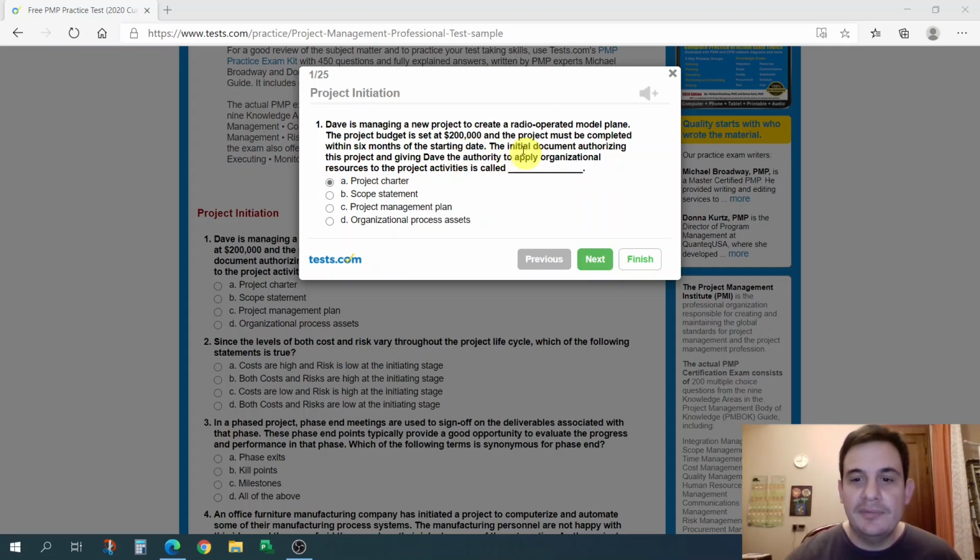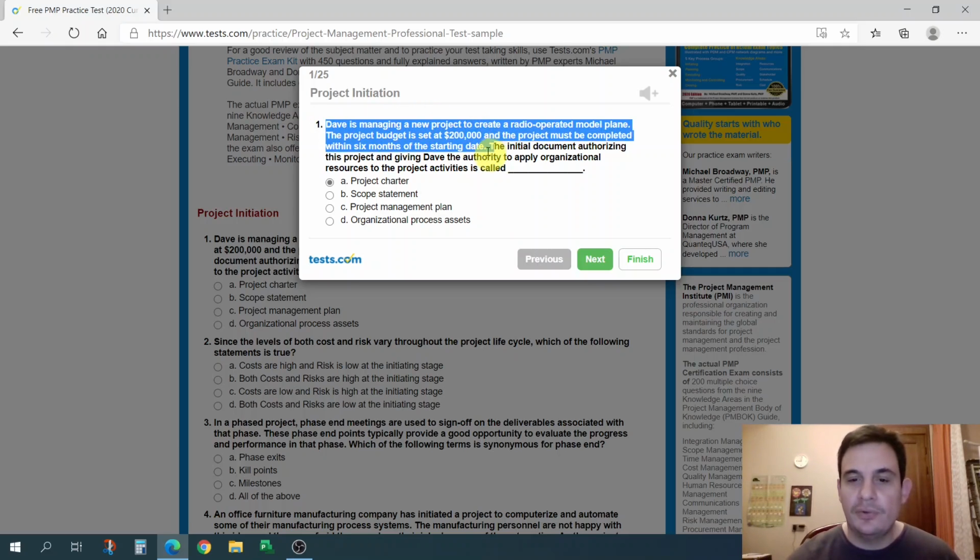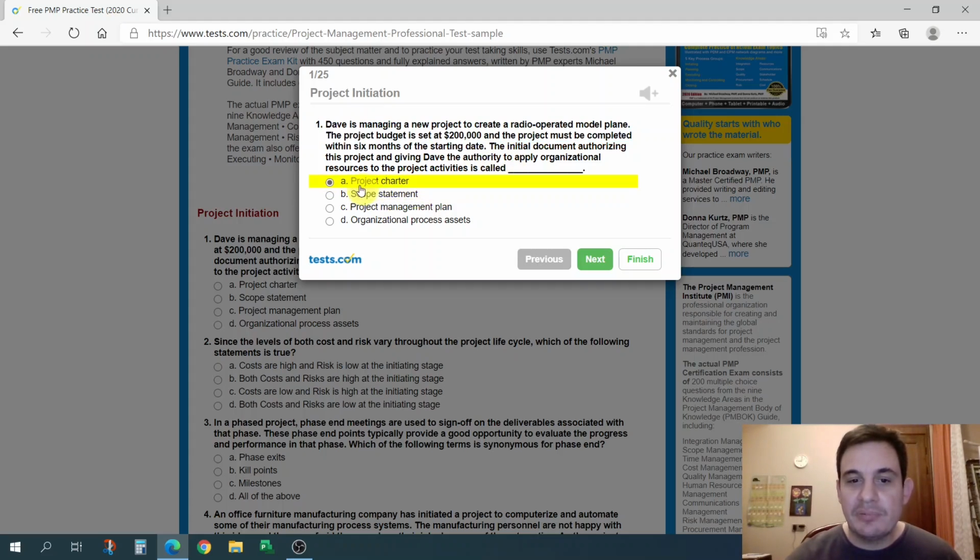The initial document authorizing this project and giving Dave the authority to apply organizational resources to the project activities is called... That's the question. So all this stuff in the beginning is totally a waste. It has nothing to do with the question. And we knew that because the question was asking us about what is a charter or scope statement or project management plan? We knew it was that type of question. And the answer here is obviously project charter.